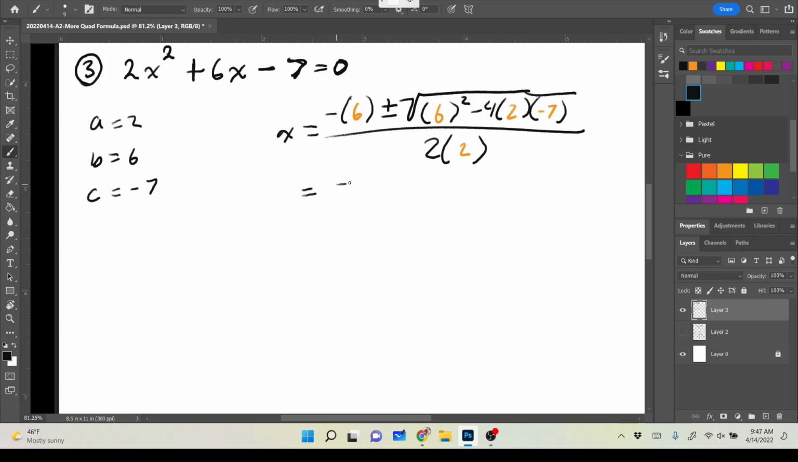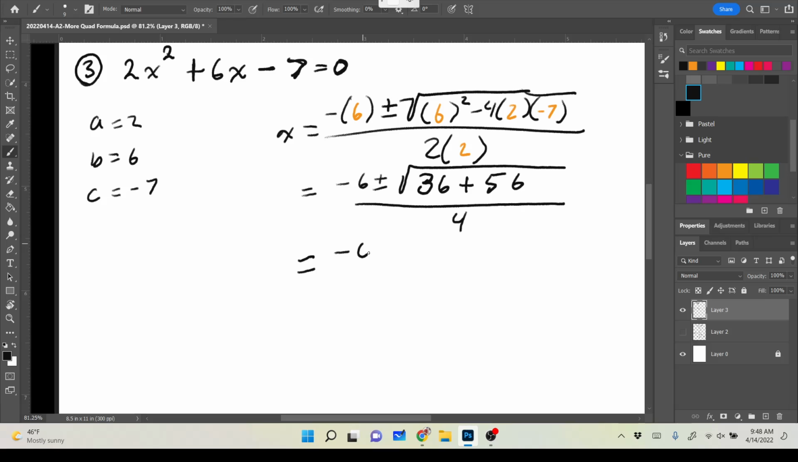Here we go. -6 plus or minus square root of 36 plus 56. That's what I get in my head, but I could be wrong. Over 4. Which means we end up with negative 6 plus or minus the square root of 92. Does that sound right? Sounds right to me. Over 4.